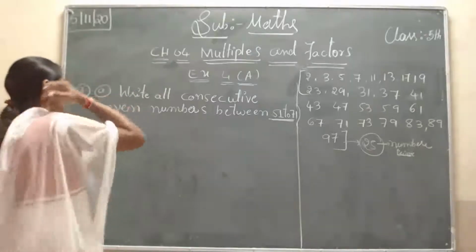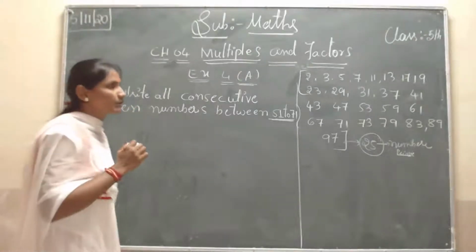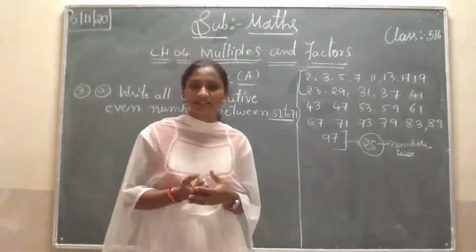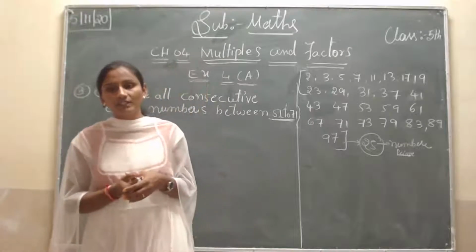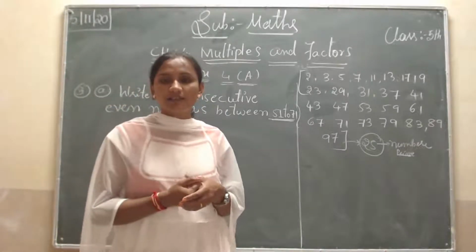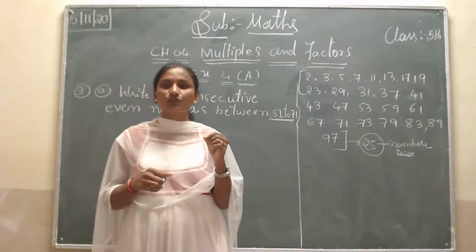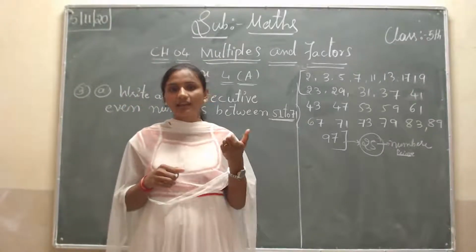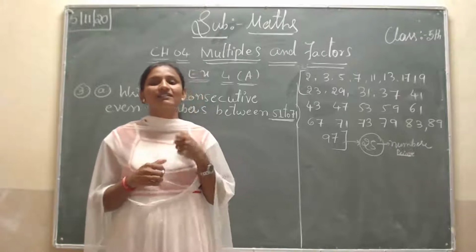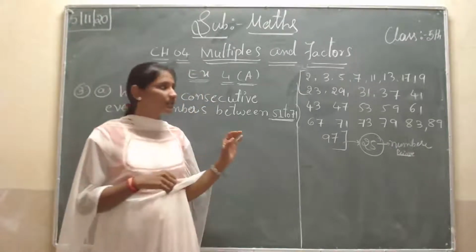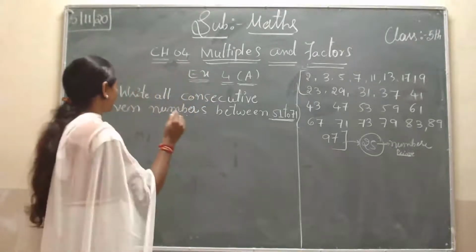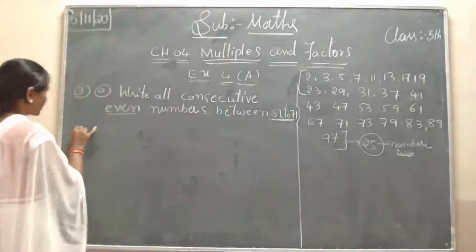Students, you have to recall the rule of divisibility. In the next classes I will explain the rules of divisibility. A number with 0, 2, 4, 6 or 8 in the units place is divisible by 2. Here the even numbers are given, so first you have to write the solution.